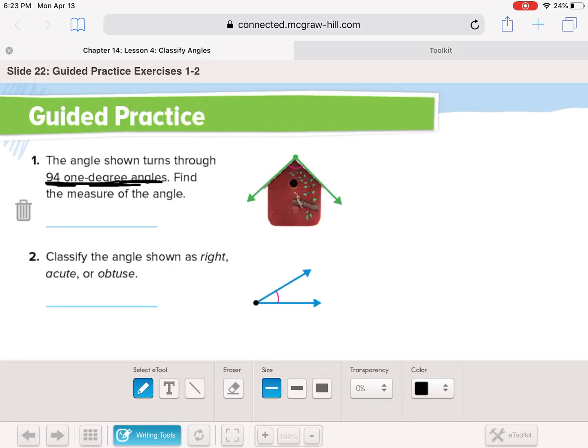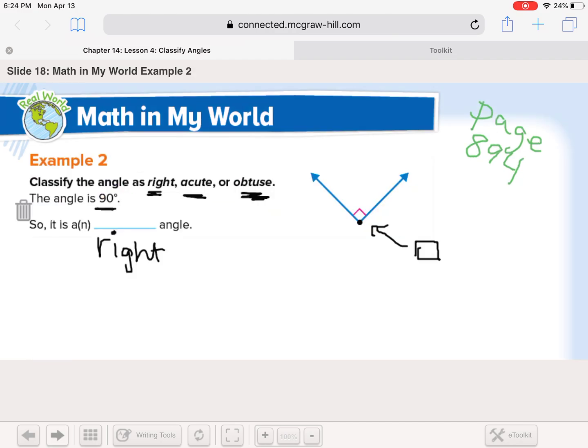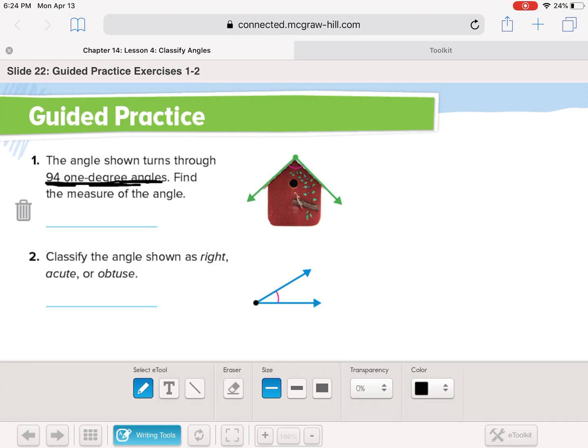So back to our problem. The angle shown turns through 94 1-degree angles. Find the measure of the angle. So this is telling me that it's greater than 90 degrees, but less than 180 degrees. If you look back at the term, we have an obtuse angle because it measures greater than 90 degrees, but less than 180 degrees. So the roof of my birdhouse is going to be an obtuse angle.